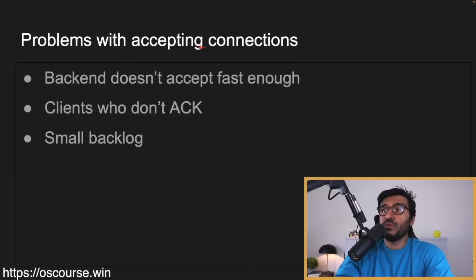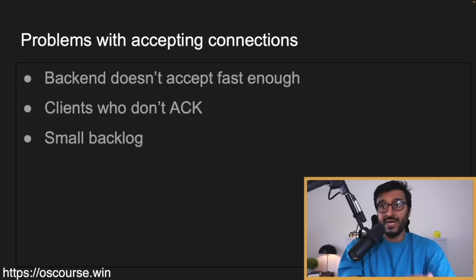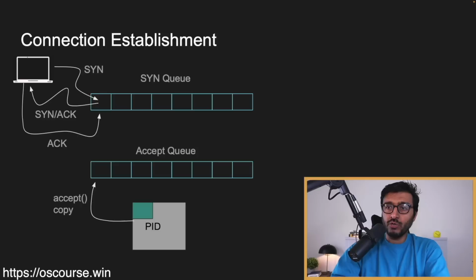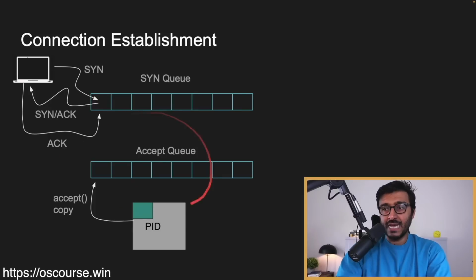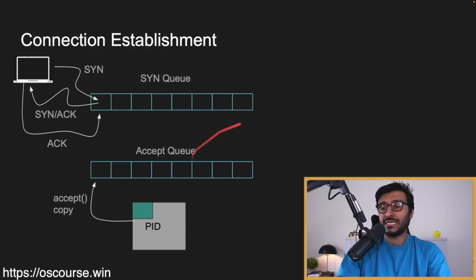So, problems with accepting connections. Let's talk about some problems. The backend doesn't accept fast enough, clients don't ACK, and we have a small backlog. If you have a small backlog, you might have a problem when you call accept. By the way, if you call accept and the queue is empty, you're blocked. And that's why accept is also a candidate for asynchronous IO, which we're going to talk about in another lecture.